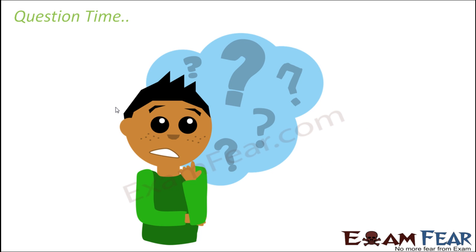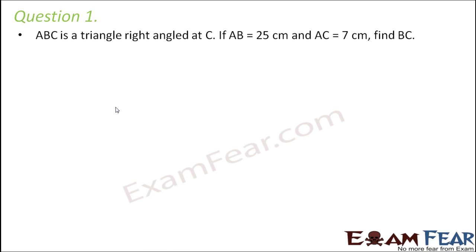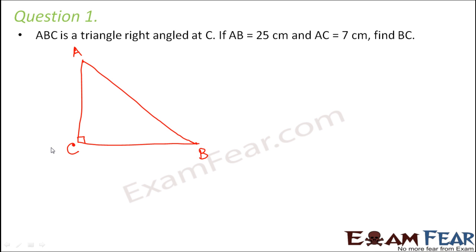So based on whatever we have learned in the Pythagoras theorem, let us quickly have a look at some of the questions. Question number 1. ABC is a triangle right angled at C. So let us draw a triangle ABC which is right angled at C. Right angled at C means the right angle is at the vertex C. So this is C, let us call this A, let us call this B. So this is ABC. AB is equal to 25 centimeters. AC is equal to 7 centimeters. Find BC. So we have to find out BC.